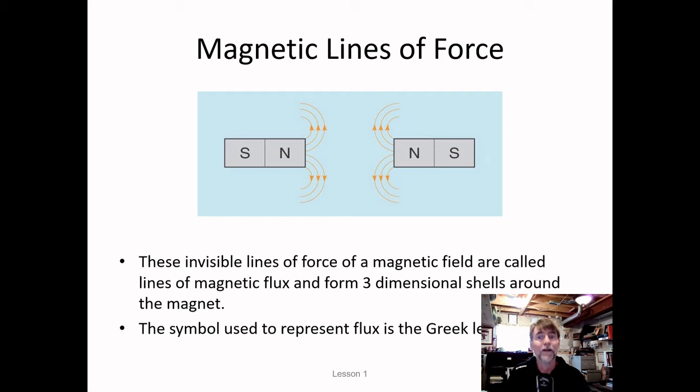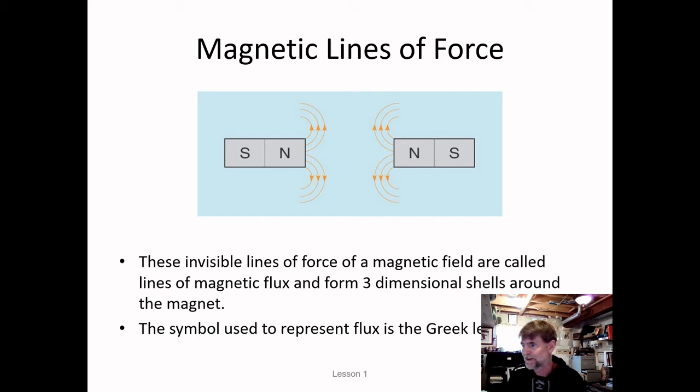Okay, we don't need to take this to a serious degree. We simply need to understand concepts. Okay, so the symbol used to represent flux is the Greek letter phi. Moving on, let's understand the behavior of these lines.